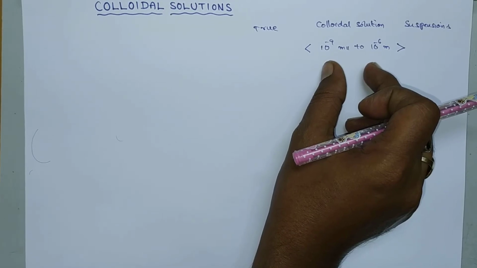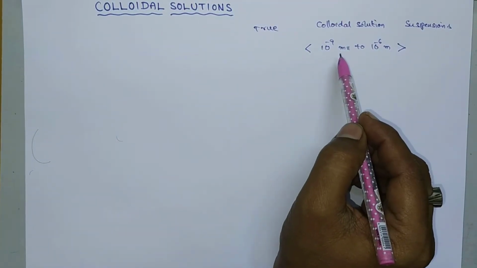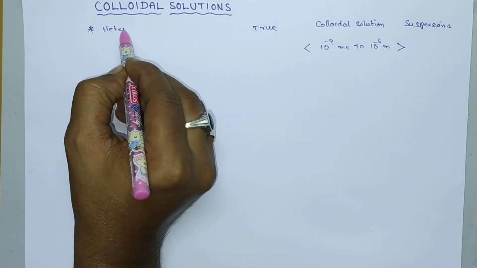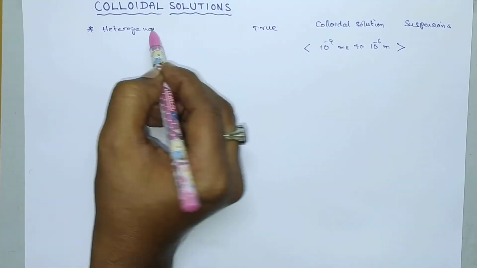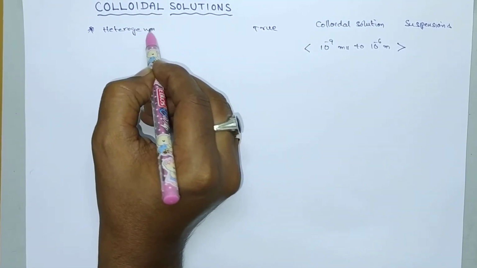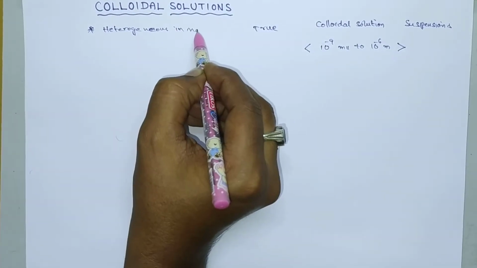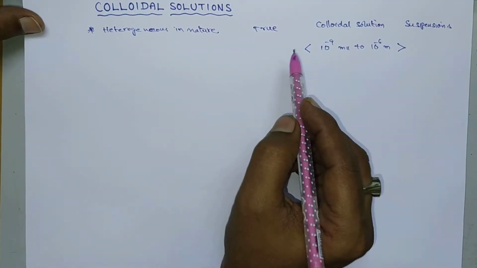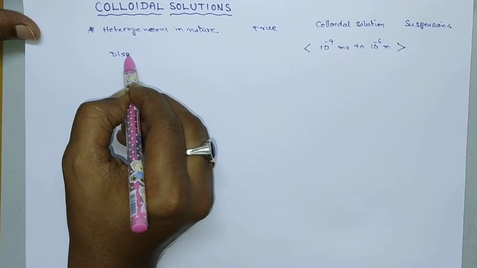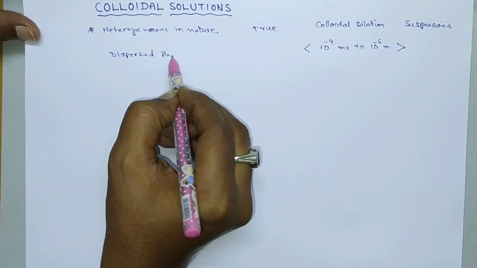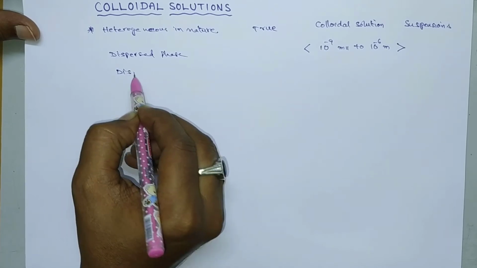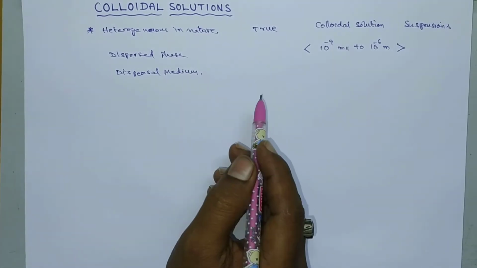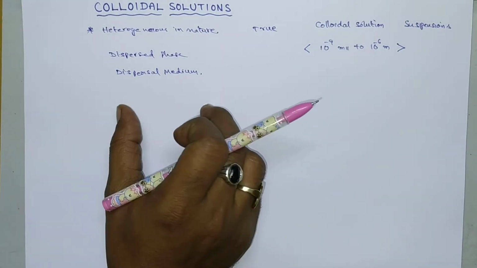These colloidal solutions are generally heterogeneous in nature. That means it consists of two components: one is the dispersed phase and the other is the dispersion medium. So every colloidal solution consists of two components, the dispersed phase and the dispersal medium.